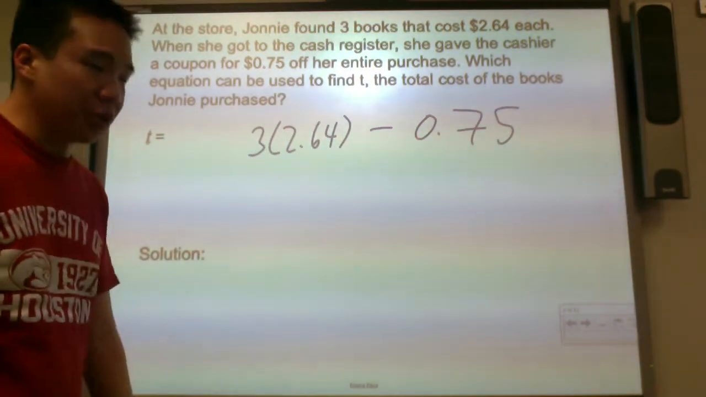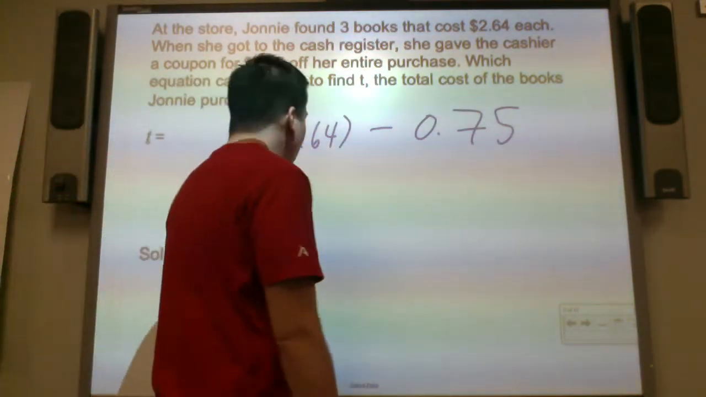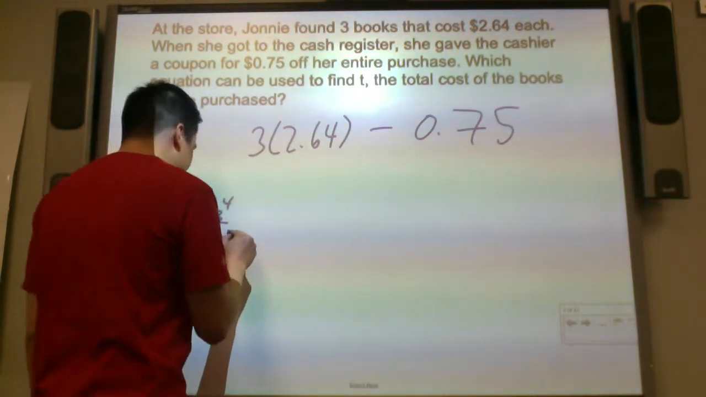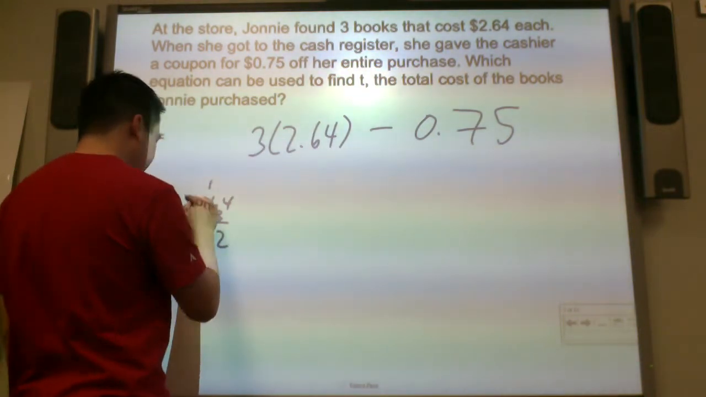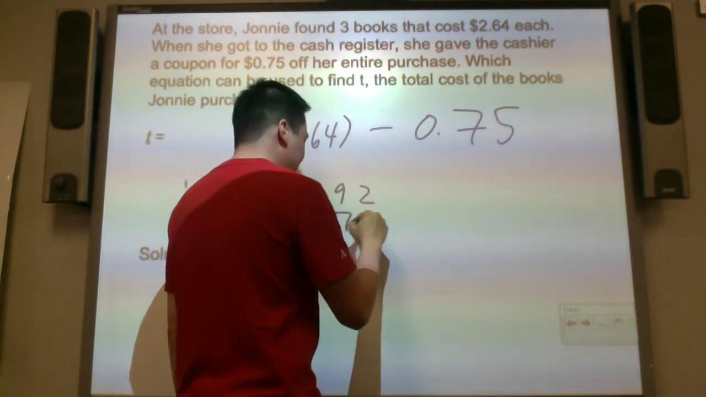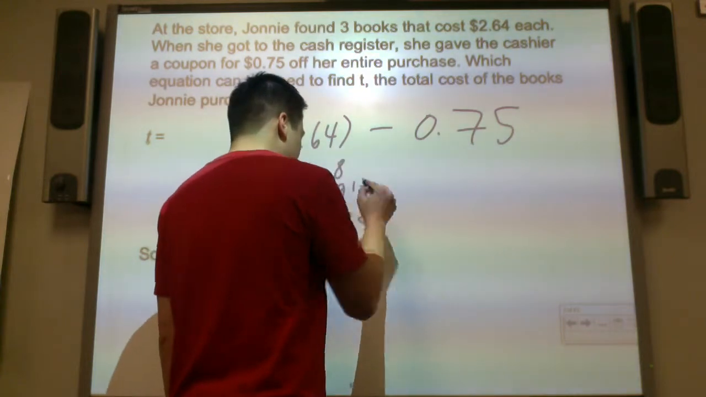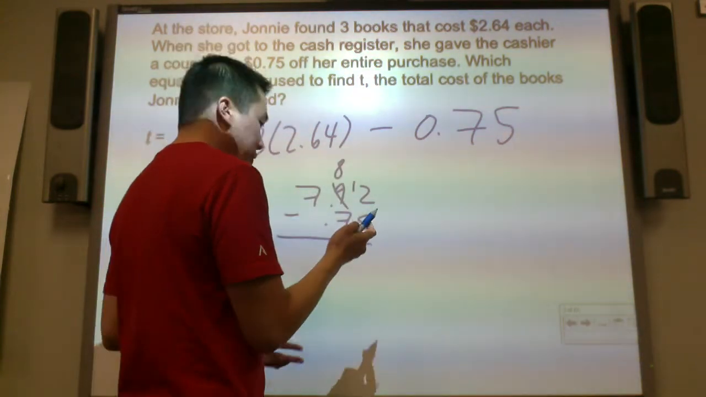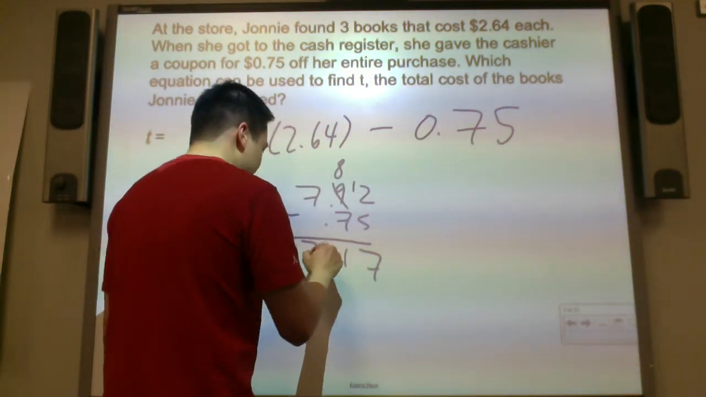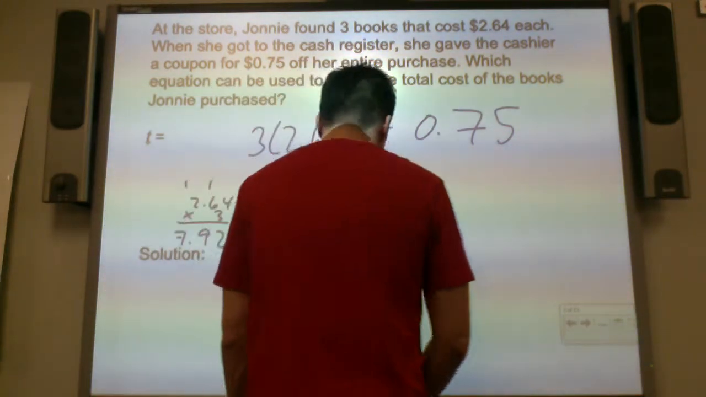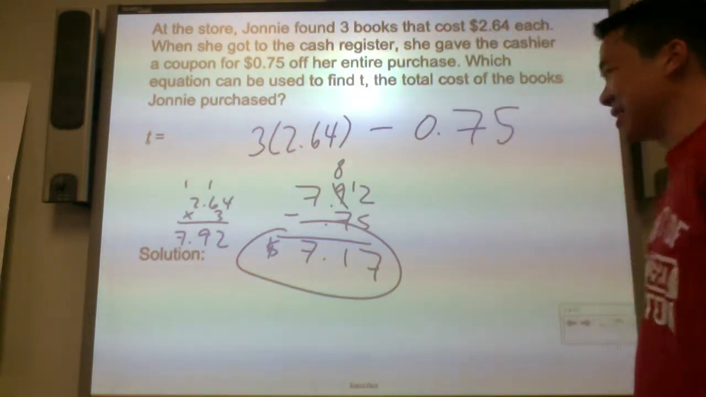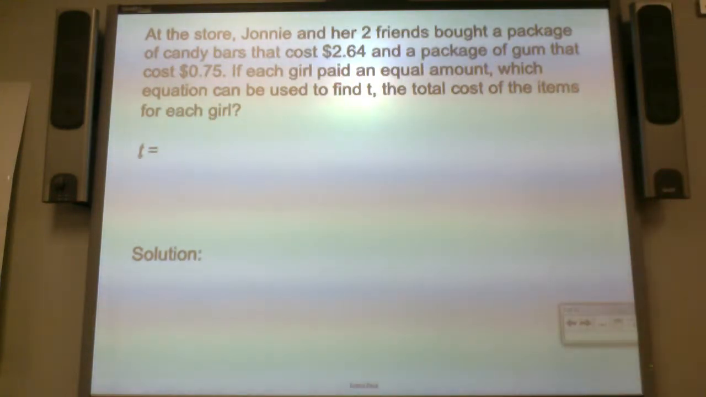Now let's answer this. It is 3 groups of 264. If you want to, we can add this up 3 times. I do not plan to do that. So it's 792. Take away the 75 cent coupon. 12 minus 5 is 7. I regroup right here. So she spent a total of $7.17 on her purchase. Let's do our next question.